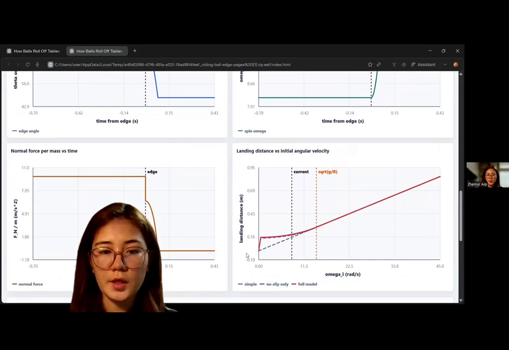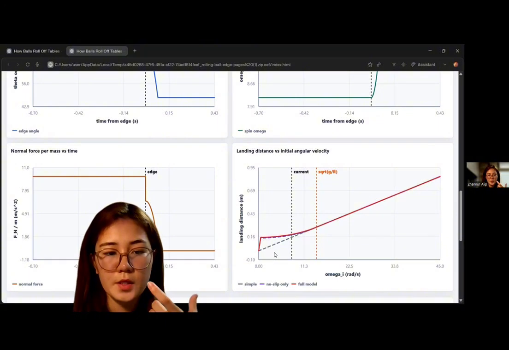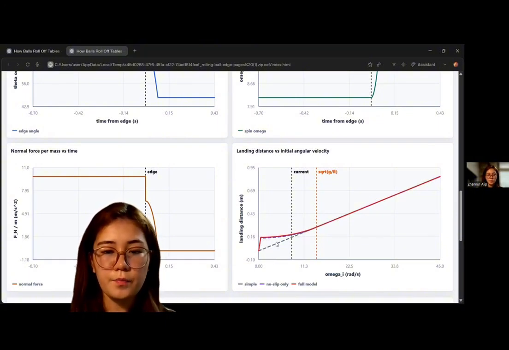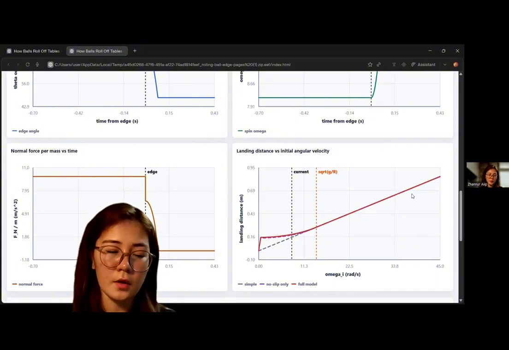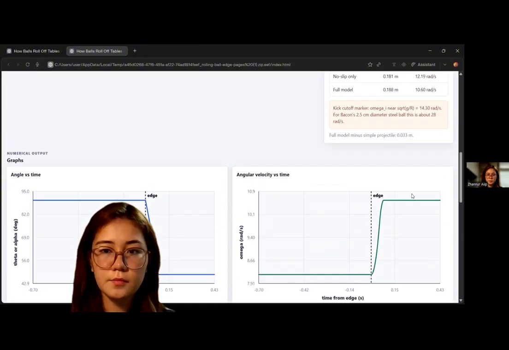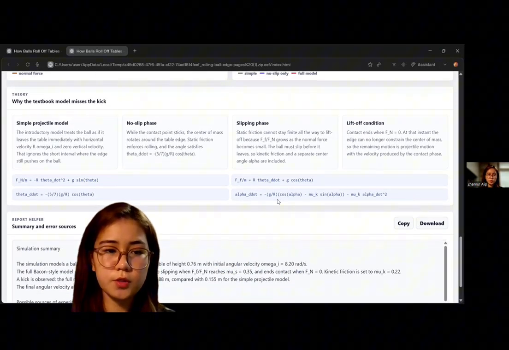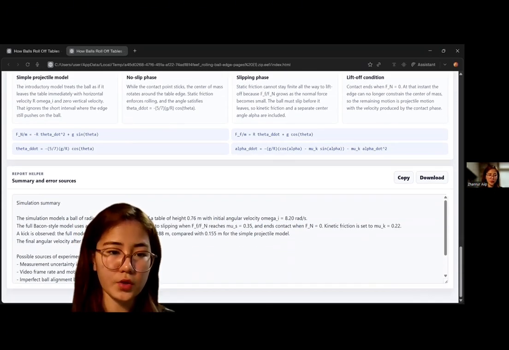And also here we have the landing distance graph that illustrates simple projectile motion and full motion. As we can see here, we have omega I and landing distance. For small omega I, full motion and projectile motion have quite a significant difference. However, when omega I becomes larger, the difference becomes smaller. Yeah, and that's all. Here we have some notes about formulas and possible error sources.